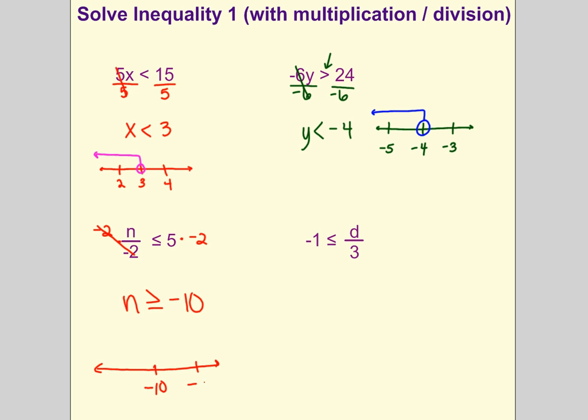It's negative 10, negative 9, negative 11. This is a closed circle, shading to the right, because n is greater than or equal to negative 10.